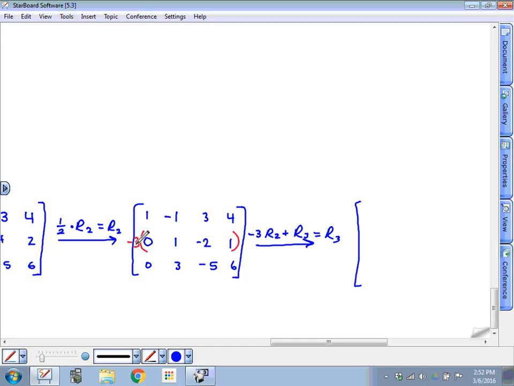And one thing that's also important is when you perform a row operation, you don't want to undo any of the other changes that you've made. You don't want these to become anything other than 0. So just pay attention to the row operations you're doing. Negative 3 times 0 is 0. 0 plus 0 is still 0. And then over here, negative 3 times 1 is negative 3. Negative 3 plus 3 is 0. Negative 3 times negative 2 is 6. 6 plus negative 5 is 1. Negative 3 times this 1 here is negative 3. Negative 3 plus 6 is 3.